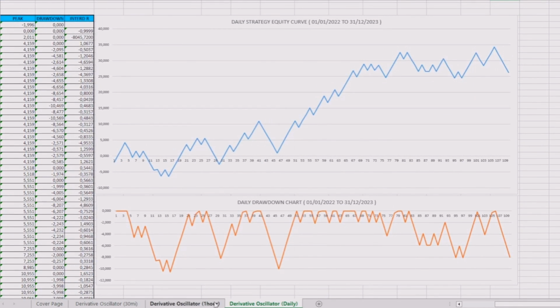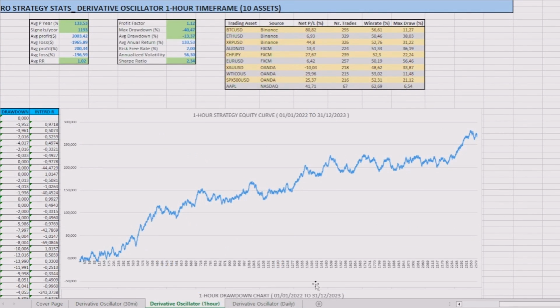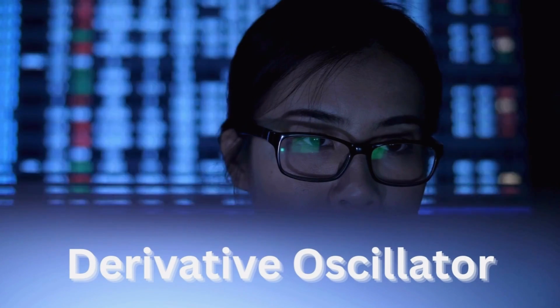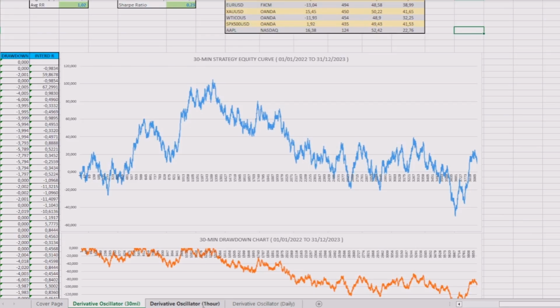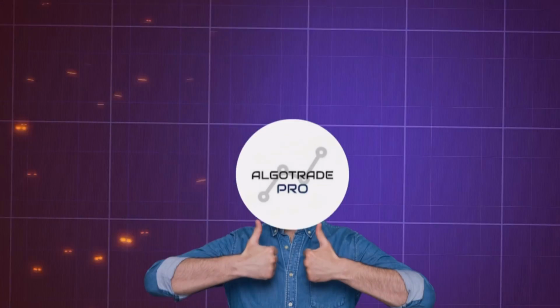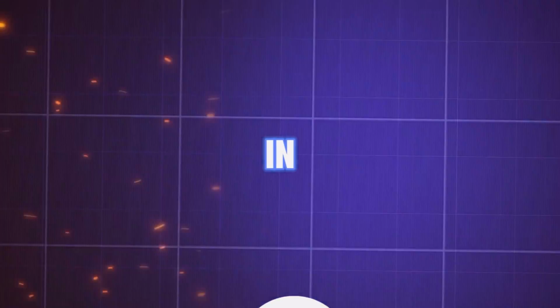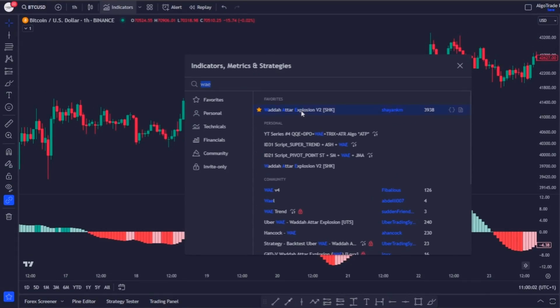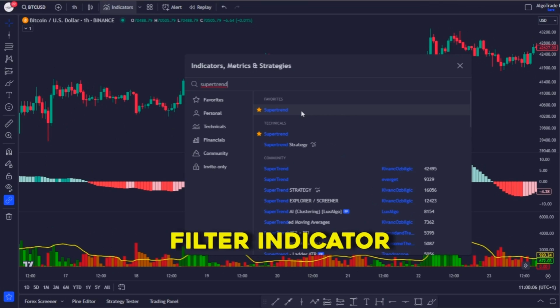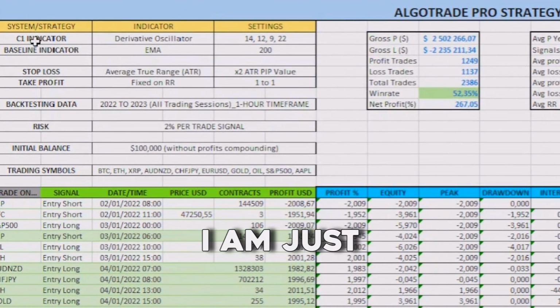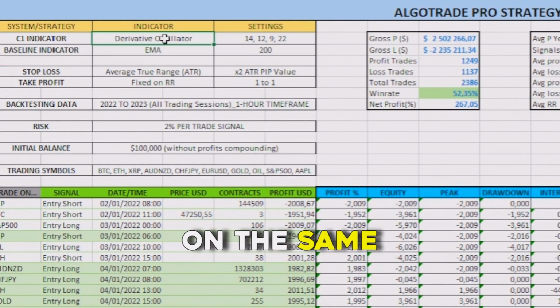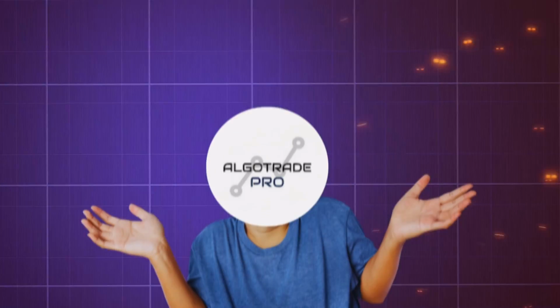So overall, the derivative oscillator in these conditions proved that probably it is an indicator that is more suitable for day or swing strategies than for scalping ones, as its results on the 1-hour and daily time frames were the best ones we have so far in this series. Of course, things can change if we add a volume or a filter indicator to this system, but I remind you that in this series I am just testing different indicators on the same sample and conditions to discover which ones are the best.